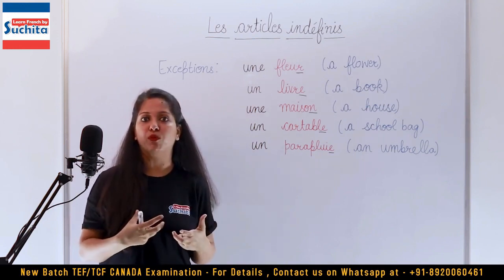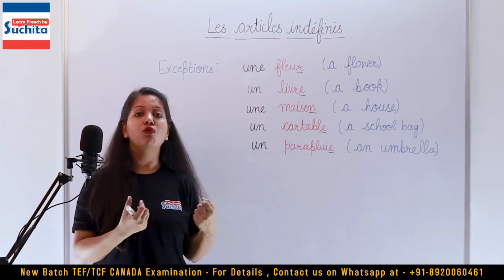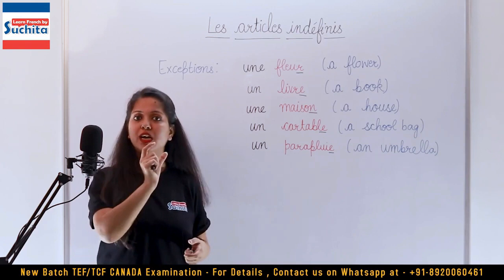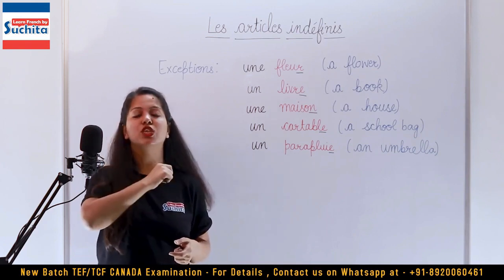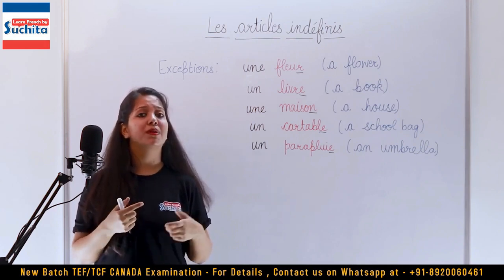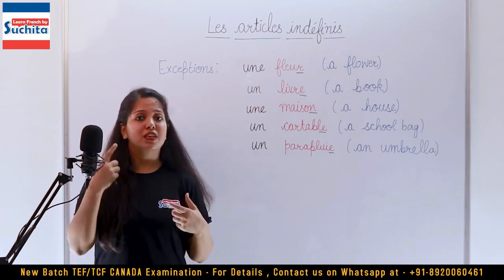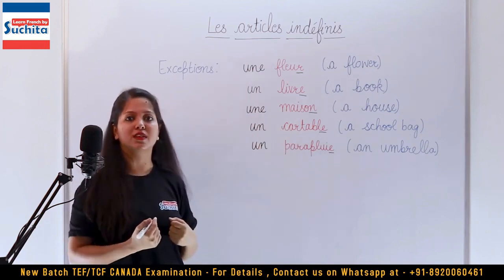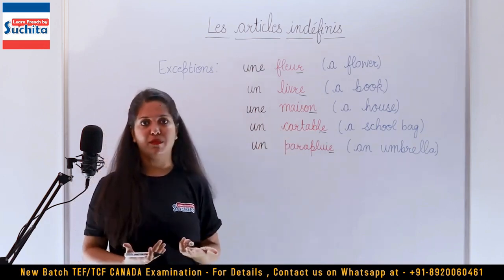So you say un parapluie, un cartable, une fleur, une maison, un dictionnaire. If you learn it along with the article, then it gets fit into your mind that it is something which is an exception, or maybe it is masculine or it is feminine. So whenever you learn any noun, learn it along with its article. Definite or indefinite, that doesn't matter.